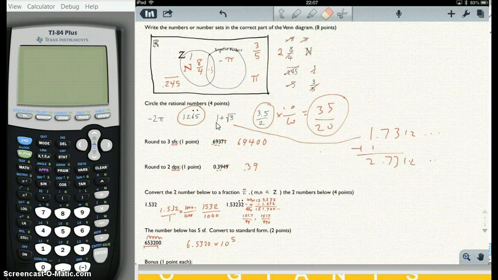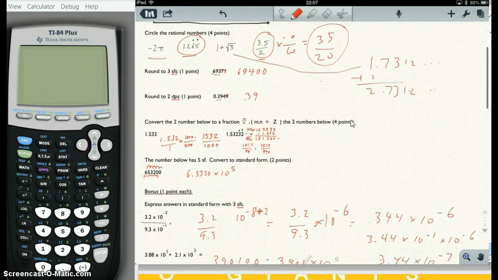So negative 2 pi is, you're just multiplying an irrational number by 2, it's still going to be an irrational number, so that is not a rational number, okay? So there's only two rational numbers. There's 1.265, 65 repeating, and 3.5 divided by 2. Okay, the other two are irrational. Okay, let's move on to the next one.